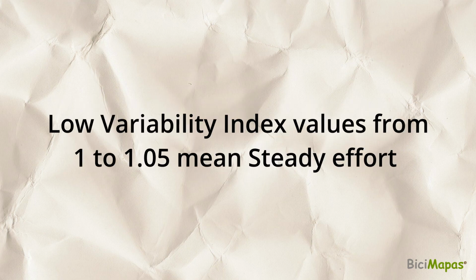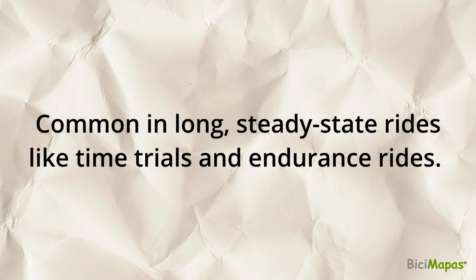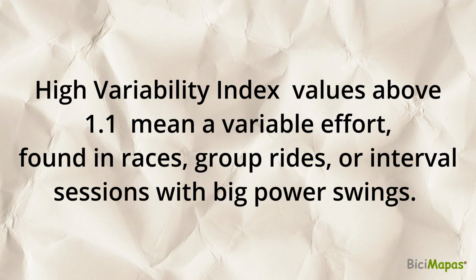effort. Low variability index values, from 1 to 1.05, mean steady effort, common in long, steady-state rides like time trials and endurance rides. High variability index values, above 1.1, mean a variable effort, found in races, group rides, or interval sessions with big power swings.